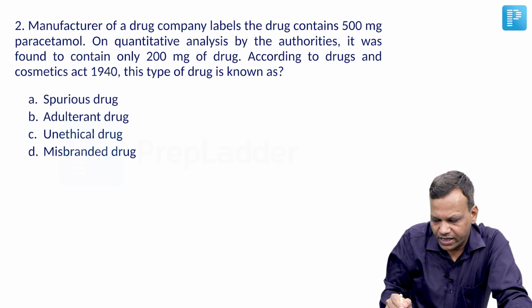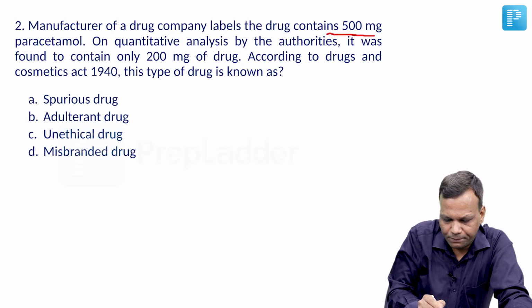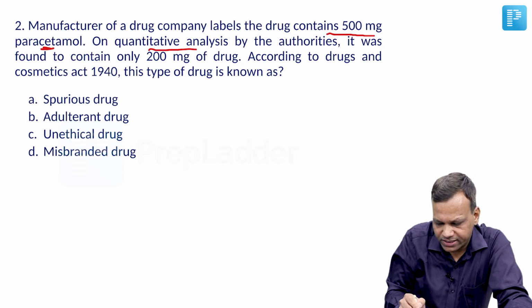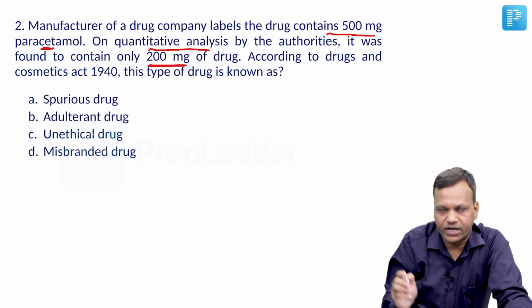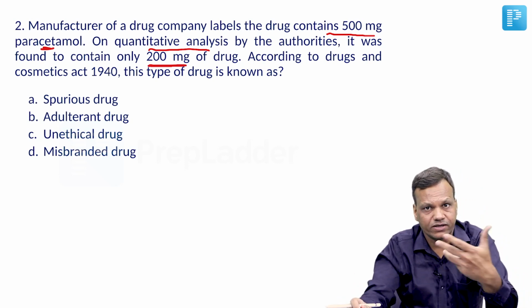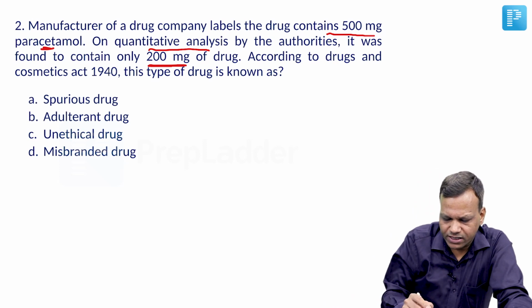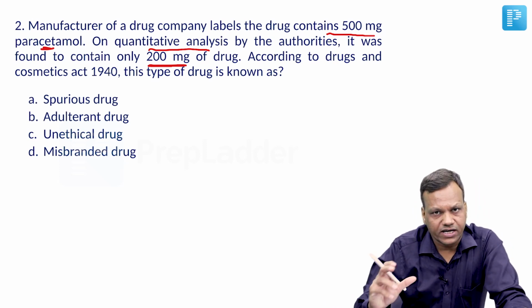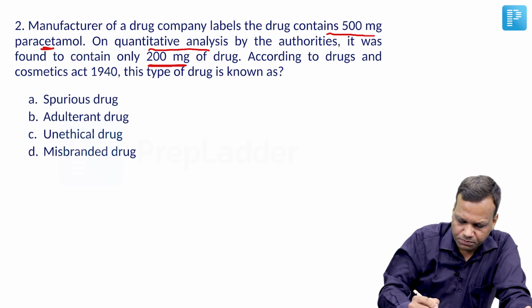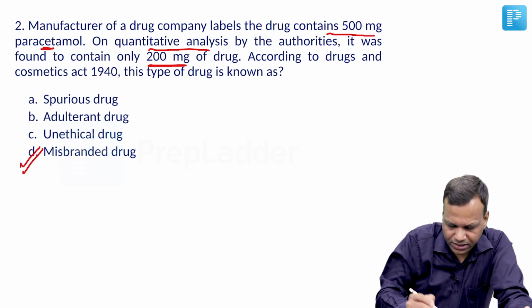The manufacturer of a drug company labels that the drug contains 500 milligram paracetamol. On quantitative analysis by the authority, it was found to contain 200 milligram. So that means the dose is lesser when it was checked. According to the Drugs and Cosmetics Act, which type of drug is it? So this is basically a misbranded drug.